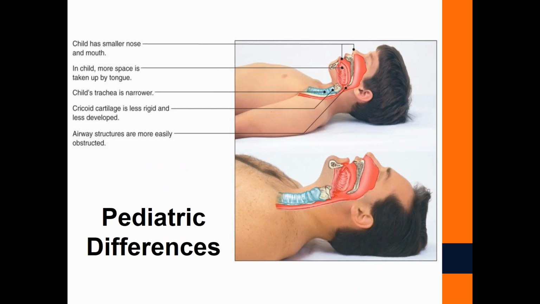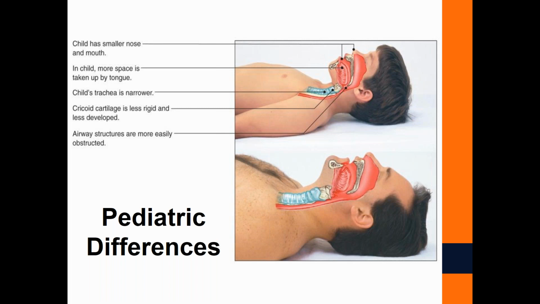When we look at the airway of an adult versus the airway of a child, and I know we talked about this very briefly when we were doing CPR, the structures of a child's airway are smaller. Their nasopharynx, their oropharynx, both littler. But proportionally speaking, their tongue actually takes up more room in the airway than an adult's does. When we look at the actual trachea, the windpipe of our pediatric patient, it's narrower than that of an adult, and it's less rigid. It's not as developed.